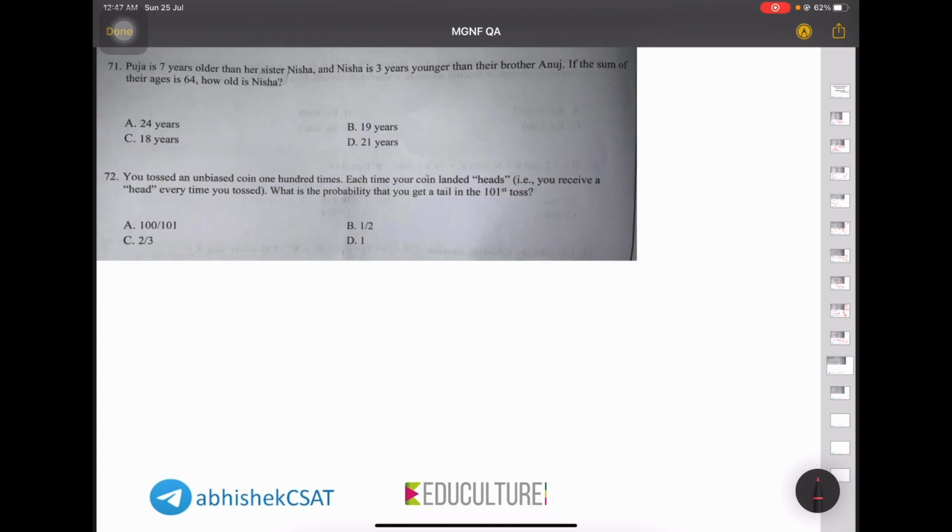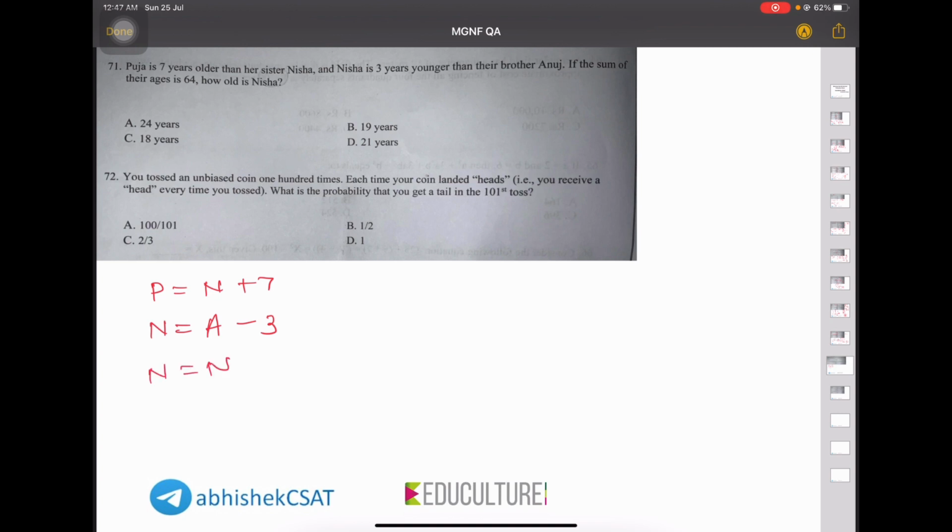Pooja is 7 years older than her sister Nisha. Nisha is 3 years younger than their brother Anuj. If the sum of their ages is 64, what is Nisha's age?